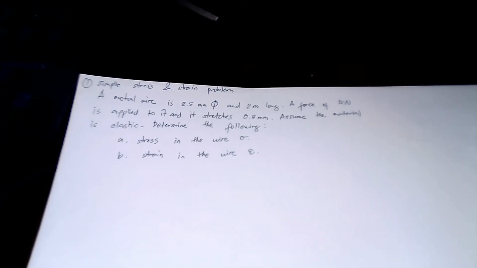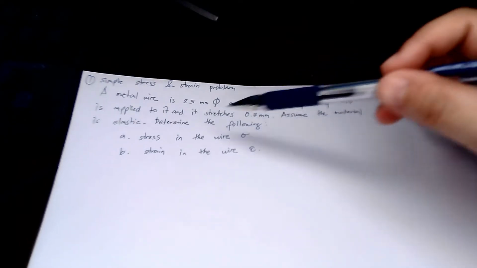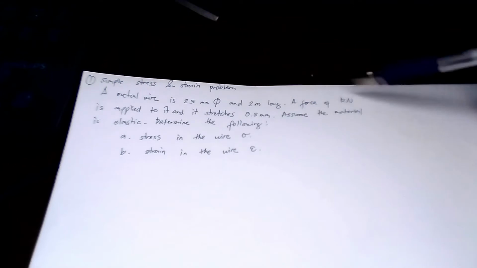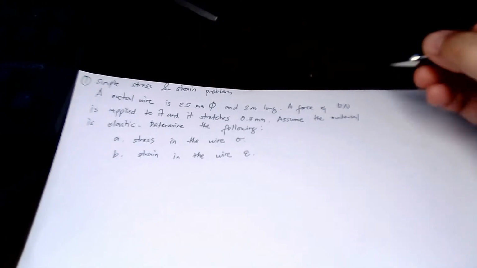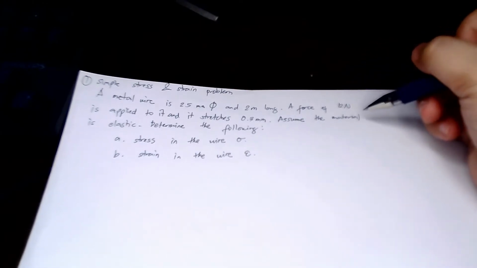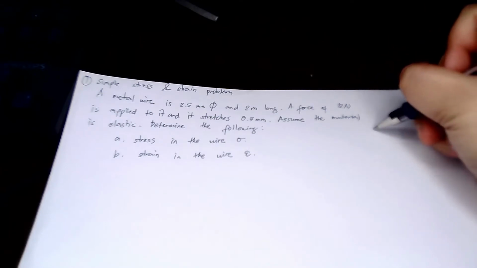The problem is a metal wire is 2.5 mm in diameter and 2 meters long. A force of 12 Newton is applied to it and it stretches to 0.3 mm. Assume the material is elastic. Determine the following. So, aside from assuming that the material is elastic, we'll also assume that the metal wire is not hollow.